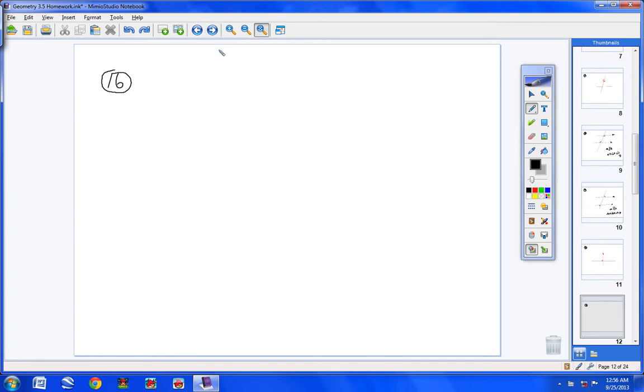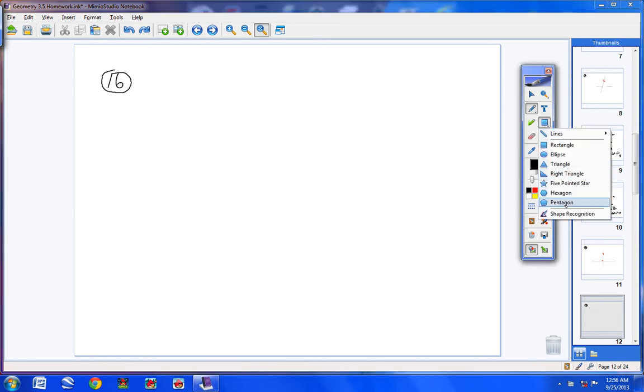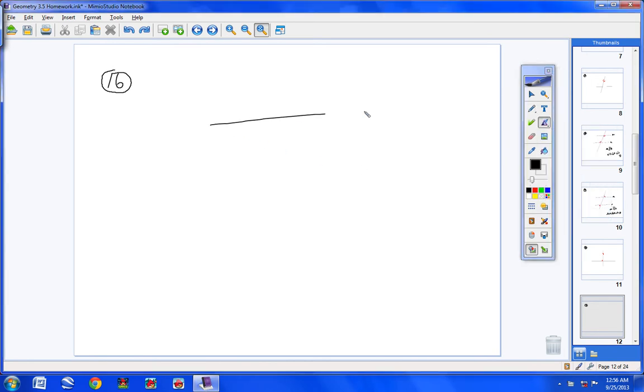All right, let's continue on now and take a look at numbers 16 and 17. 16 and 17 say to sketch the described figure. So let's take a look at number 16. Draw two parallel lines and a transversal. So hold on one second. Let's draw two parallel lines with a transversal. There we go.